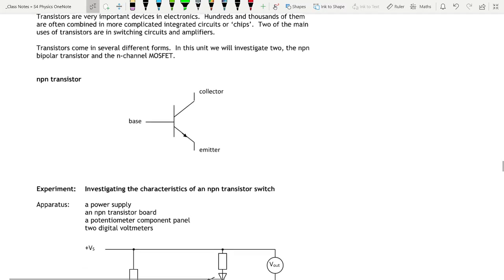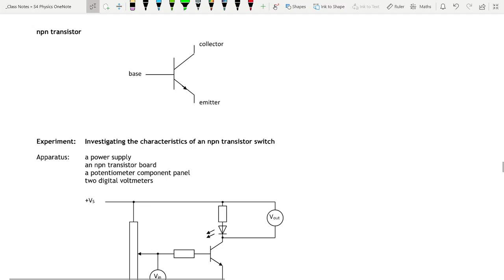So first of all, the NPN transistor. So this is the circuit diagram for an NPN transistor. And as I said, you need to be able to draw and label it. So you've got base, collector, and emitter. You don't need to know how they work for National 5, but you will learn about them in Higher.